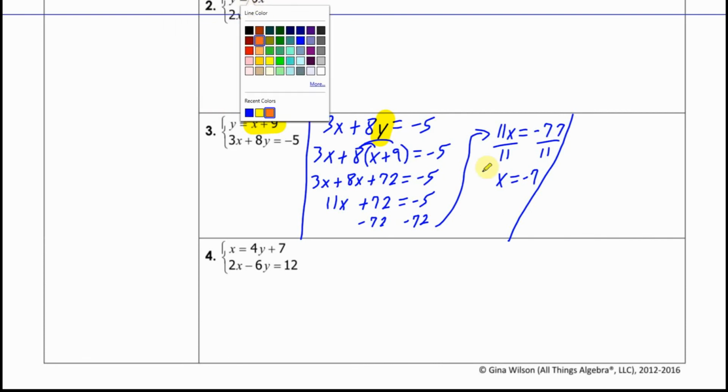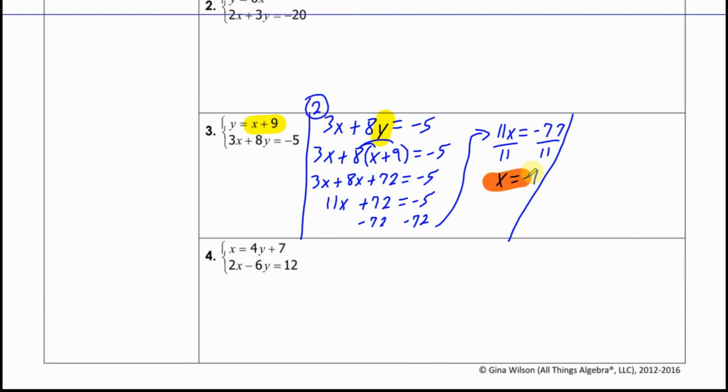We now have x. So now you can go back to either equation. I will use this one because it's already y equals. If you want to use the other one, fine. You're going to make more work for yourself. I would take one that's already solved for y or x. So go back to y equals x plus 9. Now this would be considered step 3.